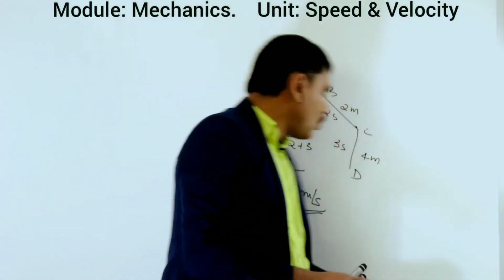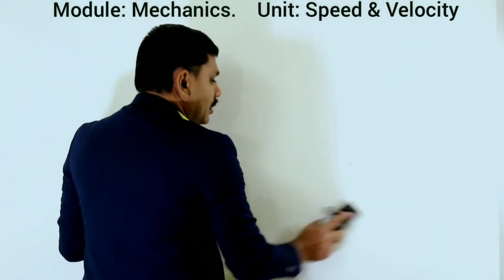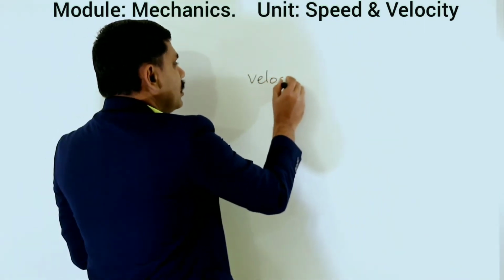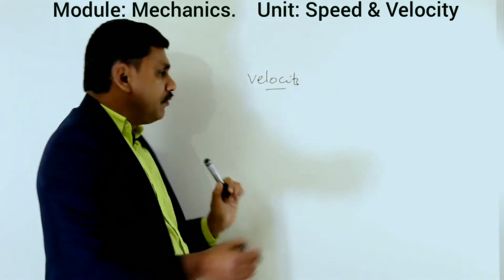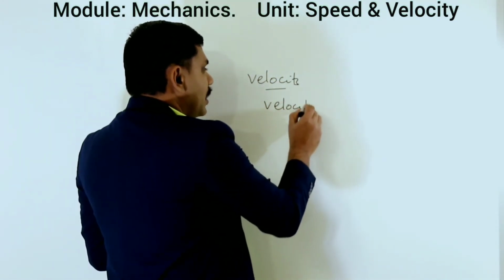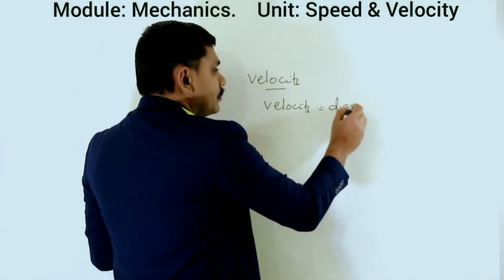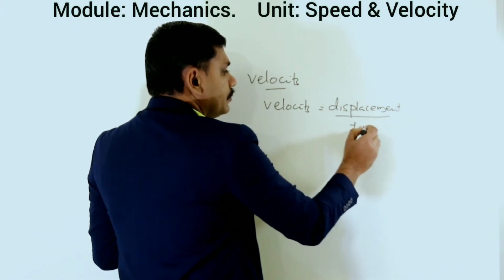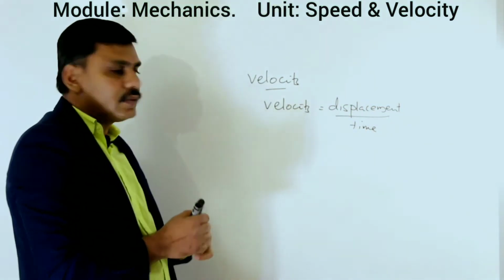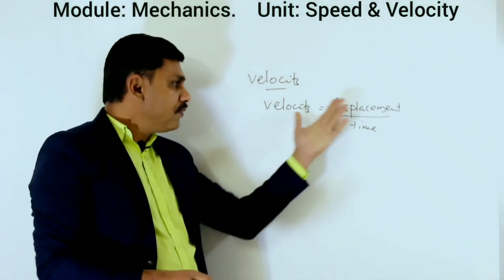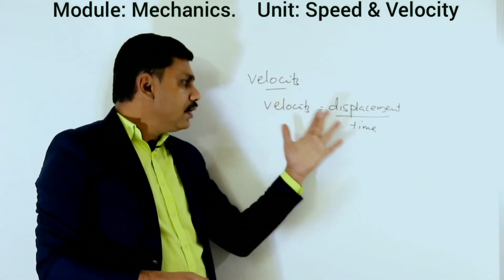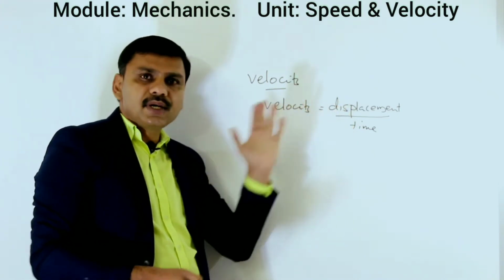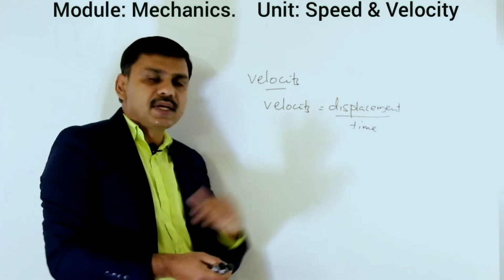Next, another quantity we are explaining is velocity. It's a new quantity, velocity. Velocity simply means displacement divided by time. Instead of distance, we are using displacement. So velocity is equal to displacement divided by time. It is a ratio of displacement and time.